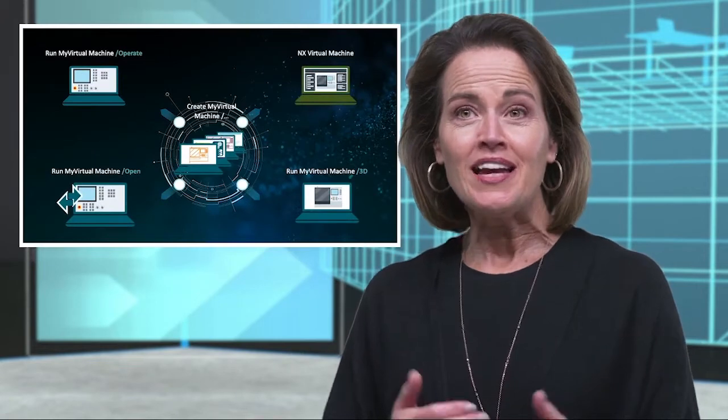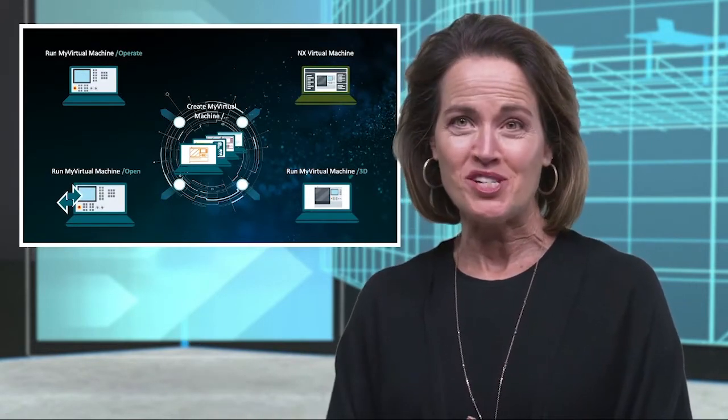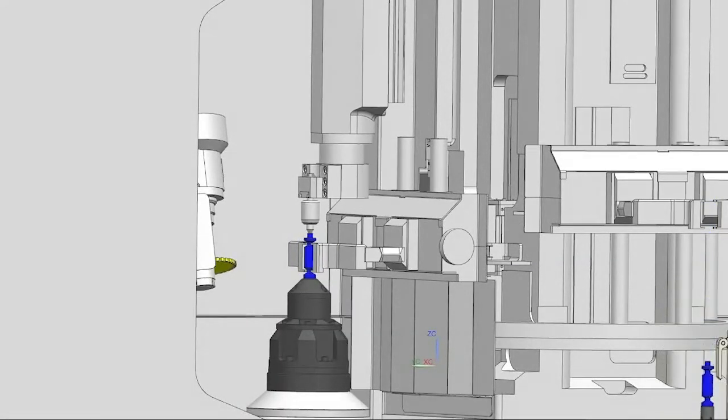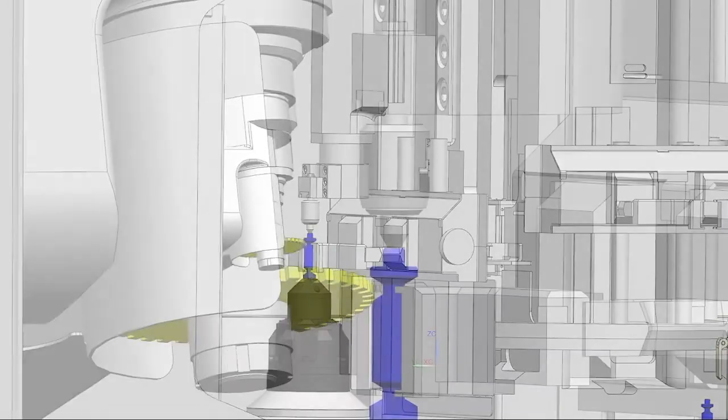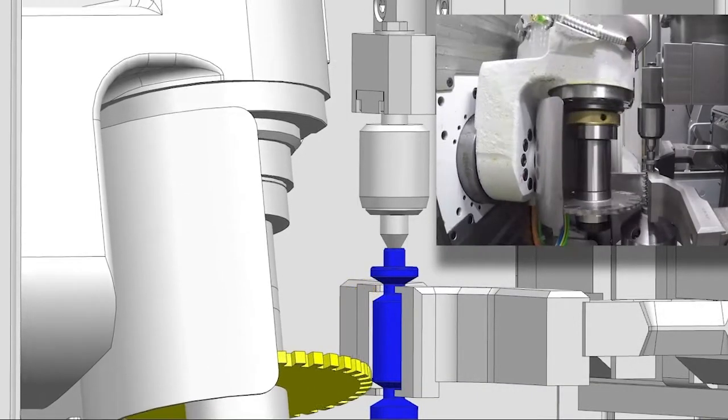For machine tool users, Run MyVirtual Machine is also a multi-tool. Its 4 variants align perfectly with Create MyVirtual Machine. The user variants, however, are all about preparation. Machining jobs can be set up virtually, while the real machine is cutting other work pieces.